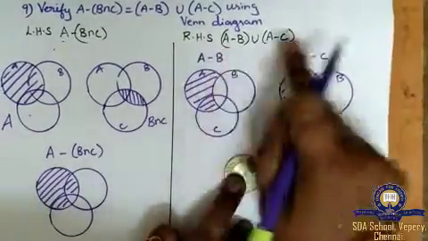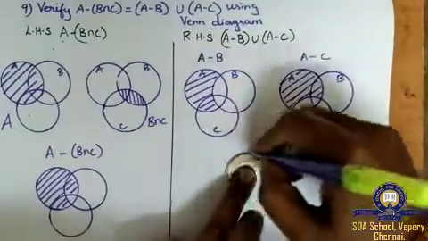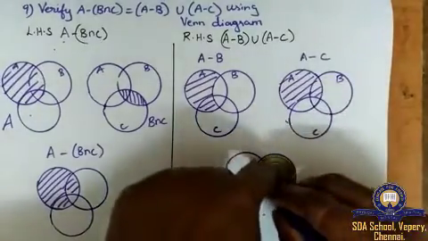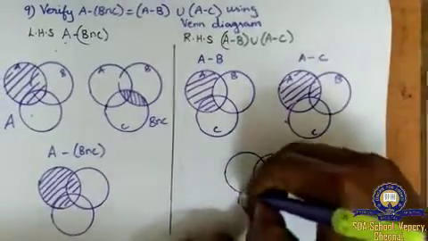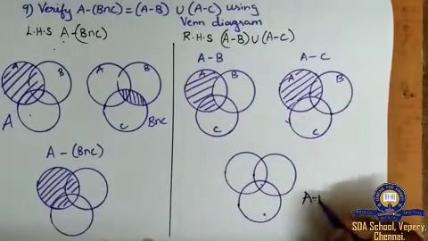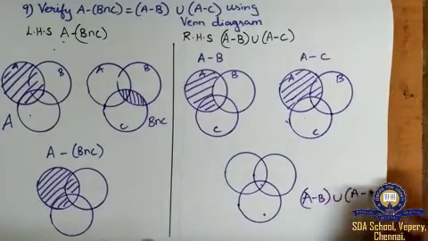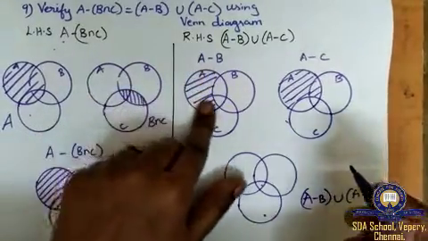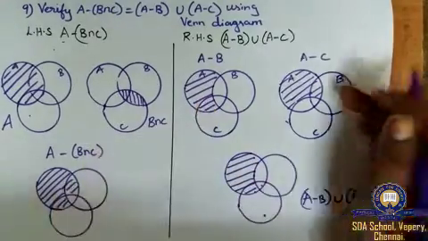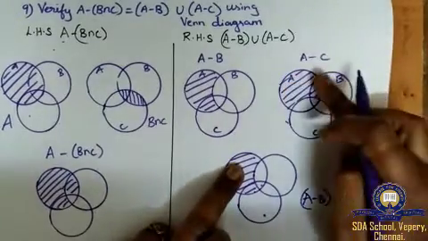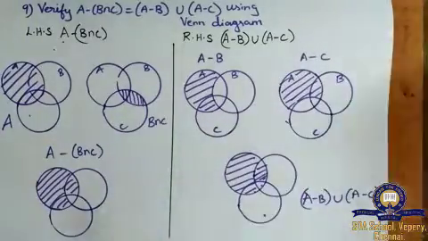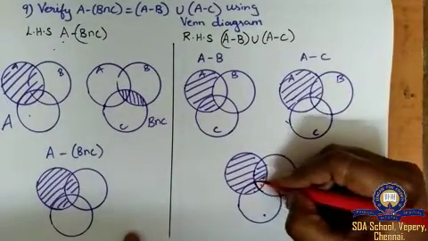We have drawn A minus B and A minus C. Then we are going to combine and write A minus B union A minus C. That means what? We have already found A minus B and A minus C. We are going to combine and shade the part. So here this part is shaded, so I am going to shade this part. Here this part is already shaded. Only this part is not shaded.